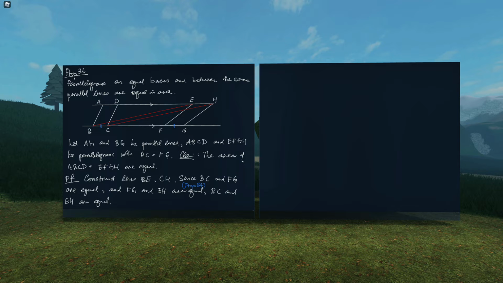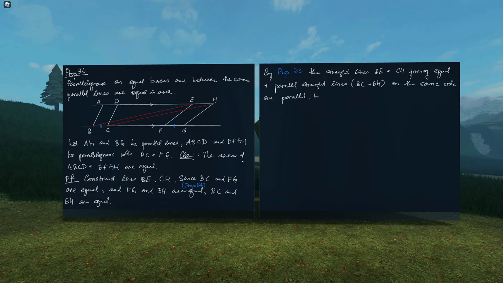So let's move on to the next board. By proposition 33, the straight lines BE and CH joining equal and parallel straight lines, and these are BC and EH, which we've shown to be equal, on the same side are parallel. Hence EBCH is a parallelogram.